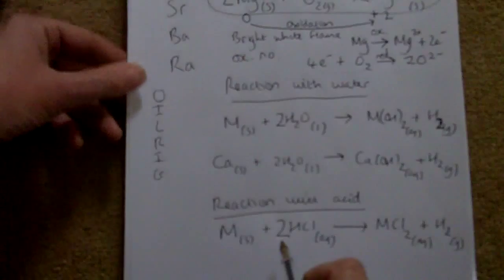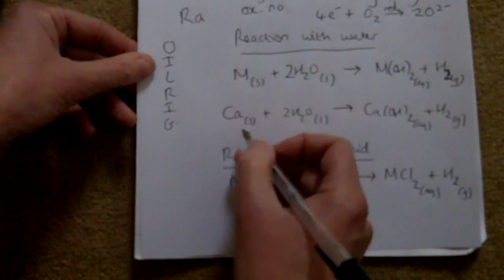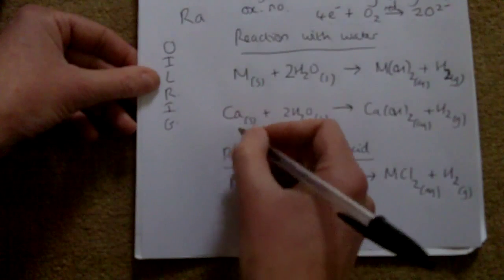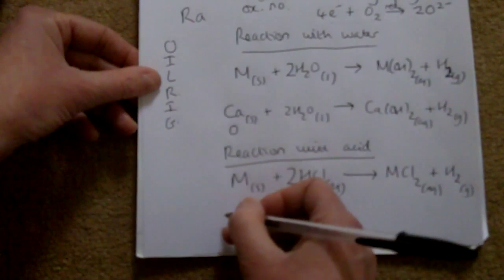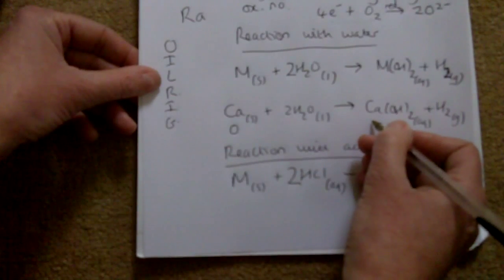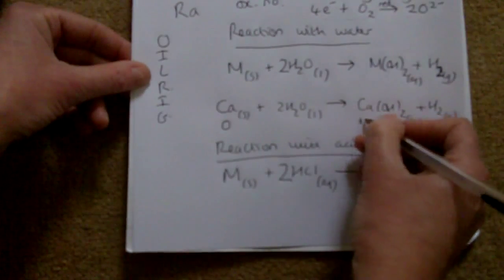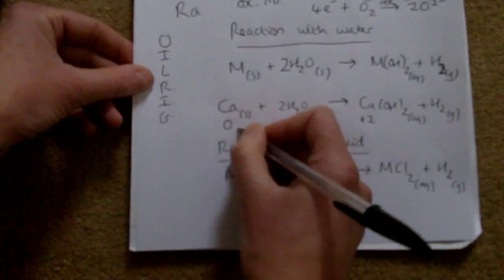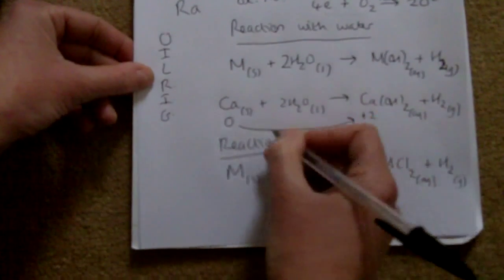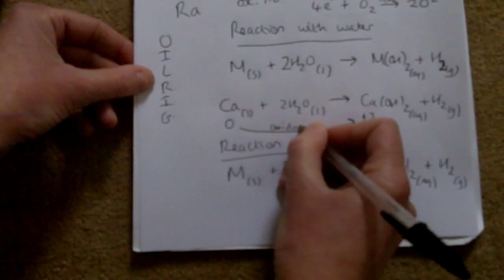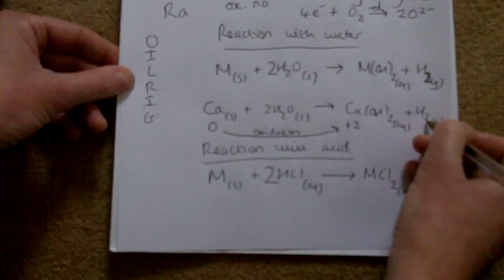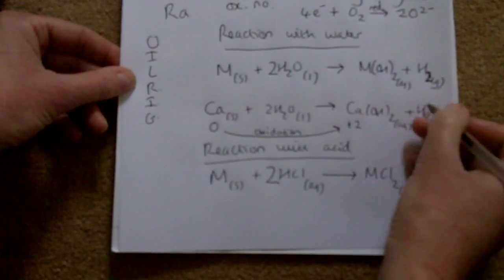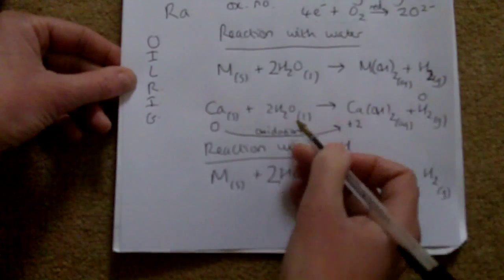And it is the same with water. If you do exactly the same with water, what's the oxidation state of calcium? 0, because it's an element. What's the oxidation state of calcium here? +2, because it's in group 2. And that is oxidation, because the oxidation number has increased. Oxidation of hydrogen, because it's an element, it is 0.